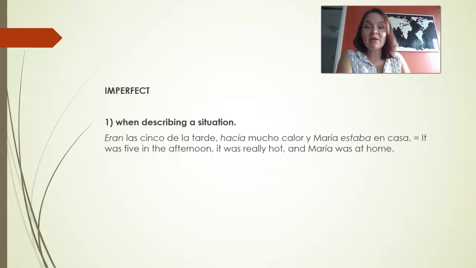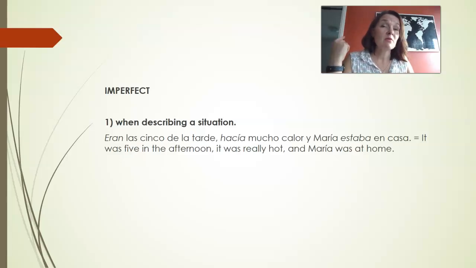Okay. Then we have two rules for imperfect tense. We use it when we describe a situation. For example, eran las 5 de la tarde, hacía mucho calor y María estaba en casa. So we are describing what the situation was like. It was 5 in the afternoon. The situation was that it was really hot. The situation was that María was at home. We describe in the past.